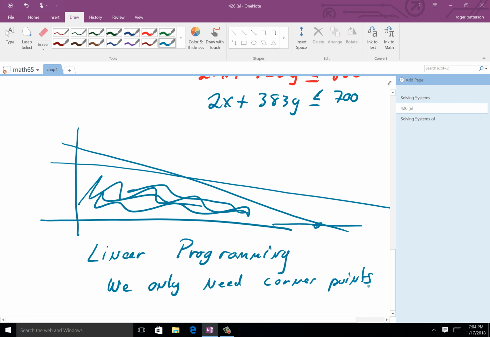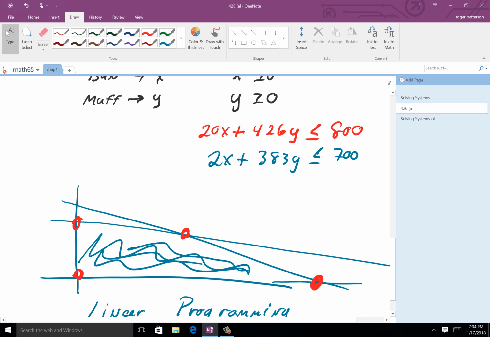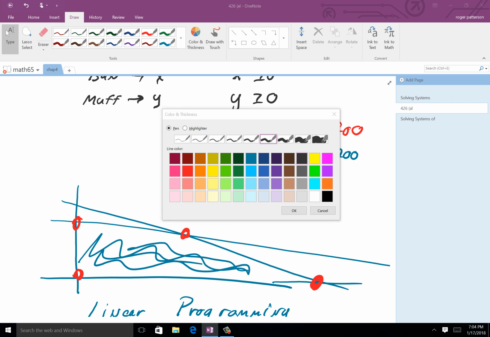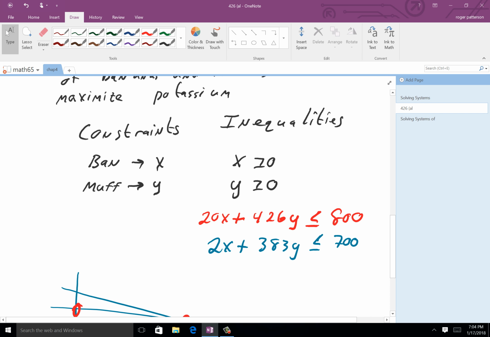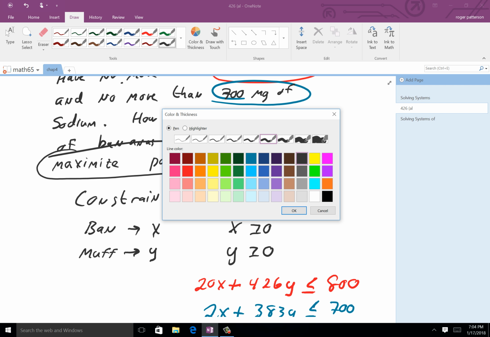So when you have equations and you've got a region, you should be pretty darn happy because all you need are these corner points. And that's it. And you're ready to go. Now, there was one other part of this that we're forgetting, and that is that we are trying to maximize potassium. Our overwhelming problem is we're trying to maximize potassium. We never even did anything with potassium, so let's do something with that.